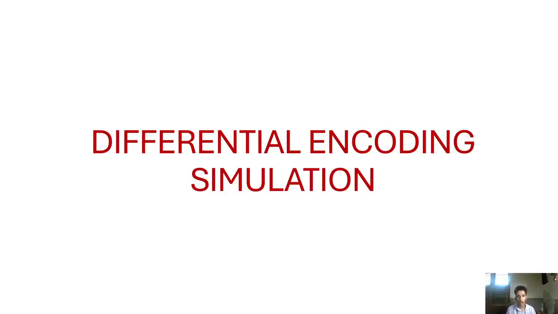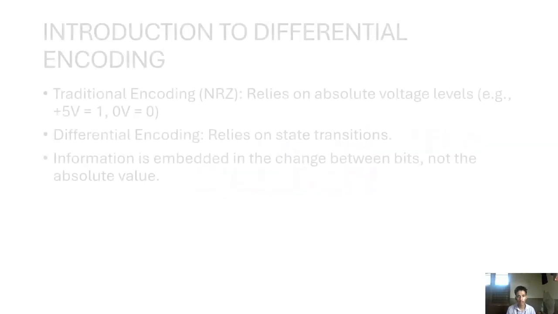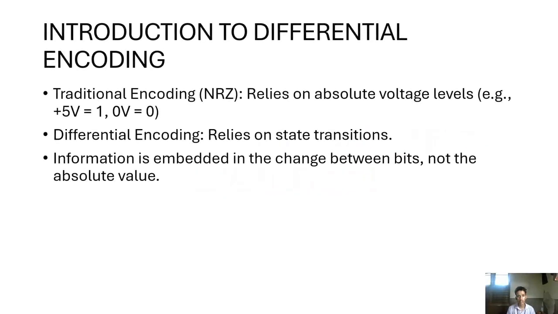Today I am going to talk about differential encoding. In standard digital communication, we usually represent data with absolute voltage levels. High is a 1, low is 0, but relying on absolute states creates a massive vulnerability if the signal gets inverted during transmission. Differential encoding solves this by throwing away the absolute status entirely. Instead, it embeds the data purely in the transitions, the changes between the bits.